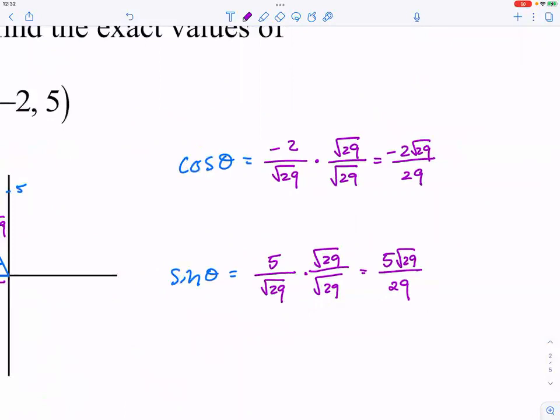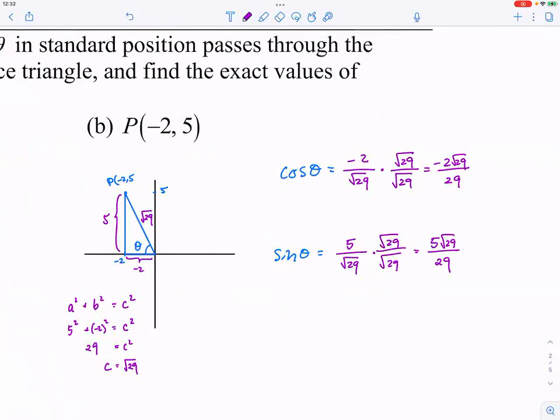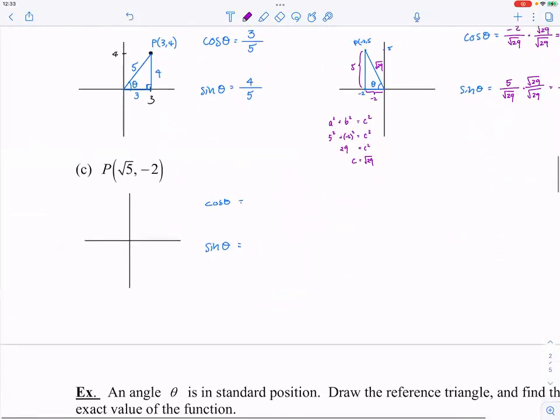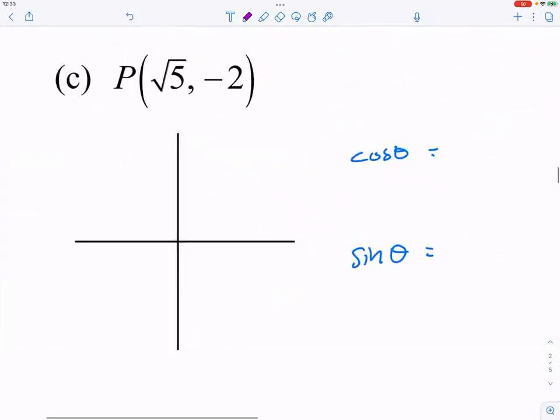You all still remember the special right triangles? The 30, 60, 90, and then 45, 45, 90. If you are taking the SAT, you have to know the special right triangles. Even though they're printed and given to you, you still have to know them.